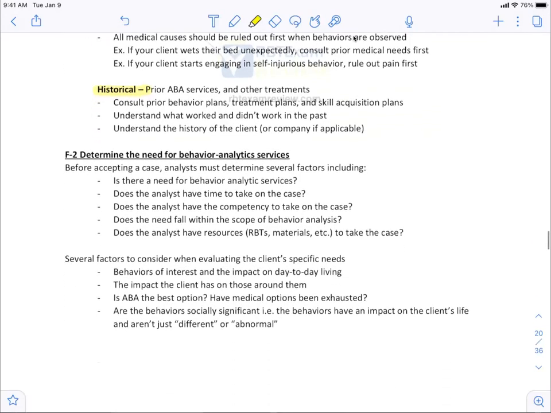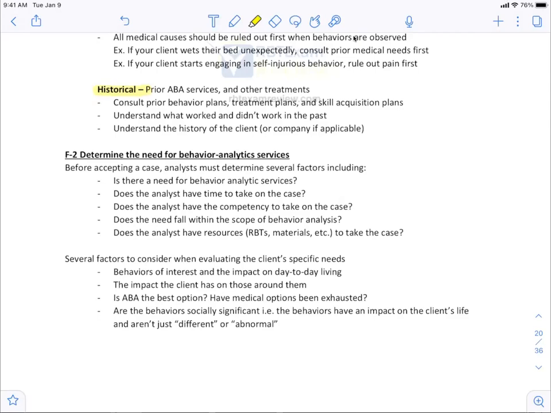F2, now we're going to determine the need for behavior analytic services. Does this particular client or individual even need services? So before accepting the case, we need to determine several factors. We're not just going to accept everybody who comes to us. First and foremost, is there even a need for analytic services? Have you met the child? Have you met the parent? Is this child or client in actual need of services, or is it just available to them? Because now as doctors recommend ABA more and more, those client lists grow, some need it and some may not, okay? So we need to determine, is there actually a need?